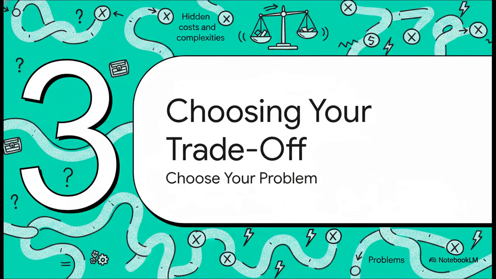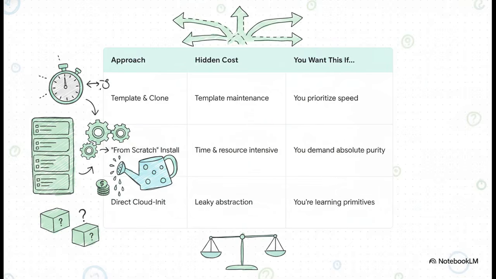So we've got these different paths, but what becomes crystal clear is that none of them is perfect. They each come with their own little set of hidden costs and complexities. And that's the key insight here. You're not really choosing a method, you're choosing which set of problems you're willing to live with. Let's just lay out these trade-offs.